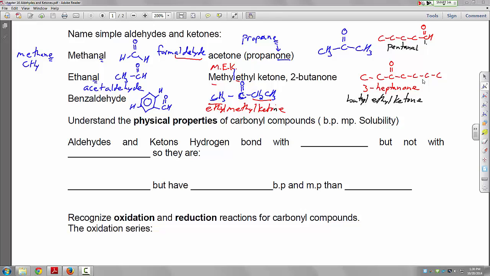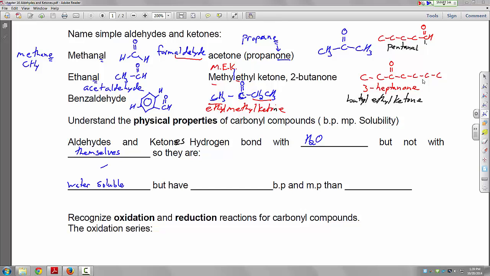Understanding the physical properties of carbonyl compounds. Aldehydes and ketones will hydrogen bond with water, but not with themselves. I'll show you how that works. Okay, this means they are water soluble, at least the lower molecular weight ones.